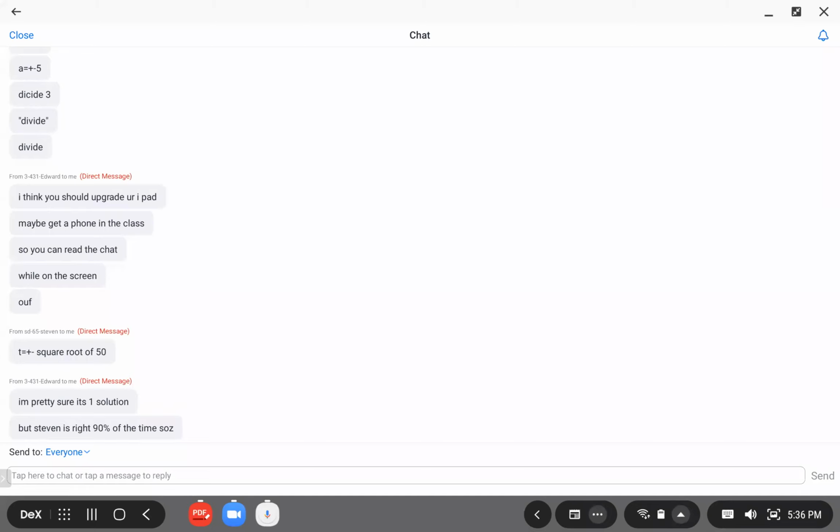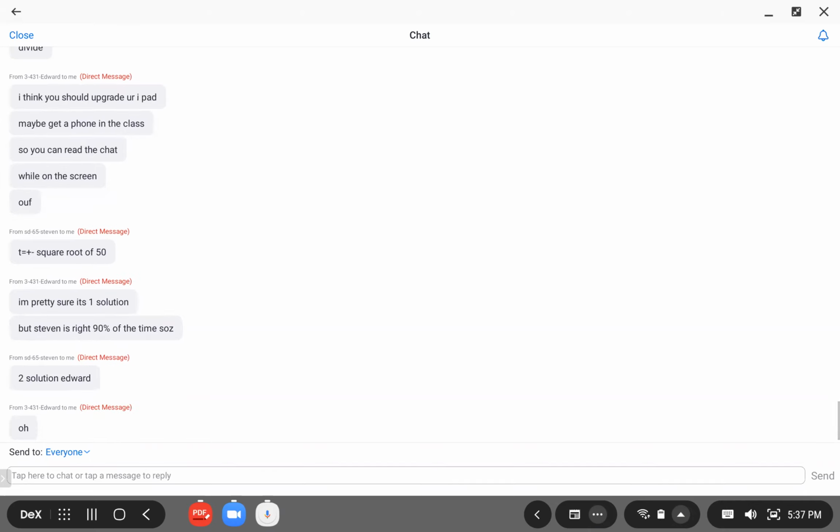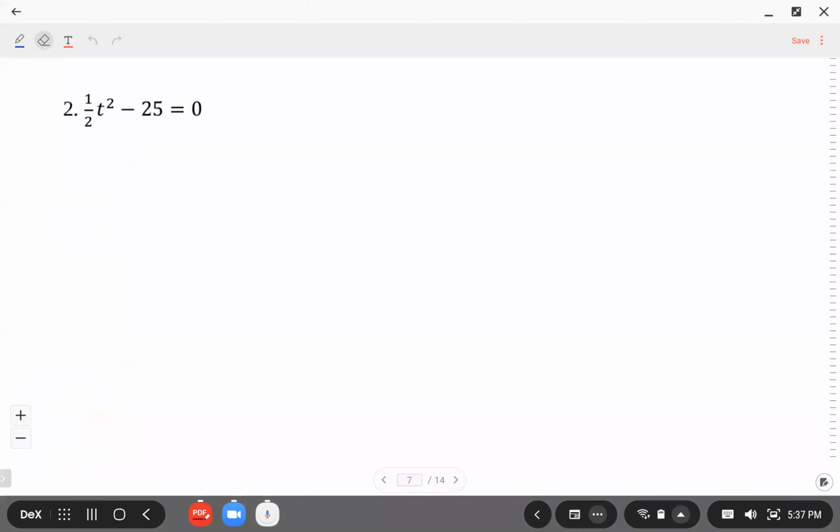Okay. T equals plus minus square root of 50. Yes. Two solutions, Edward. Not one solution. You only have one solution when it's square root of 0. The square root of 0 is 0. It's not negative or positive. So, yeah. Stephen, that's correct. It's plus minus square root of 50. Very good.